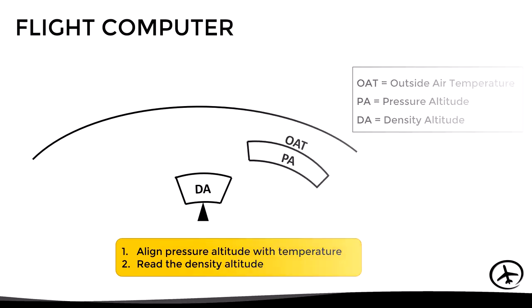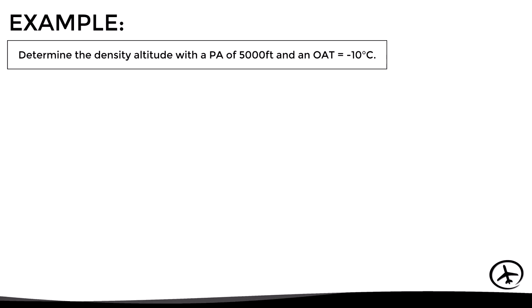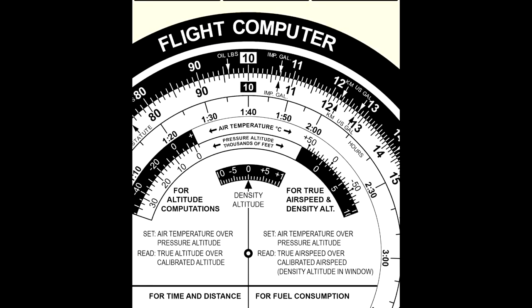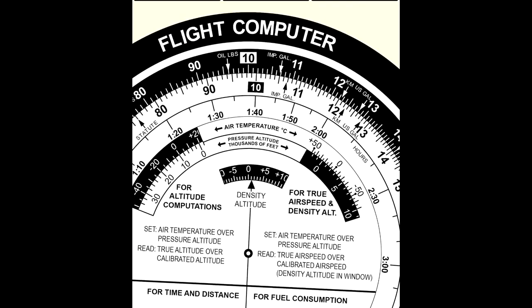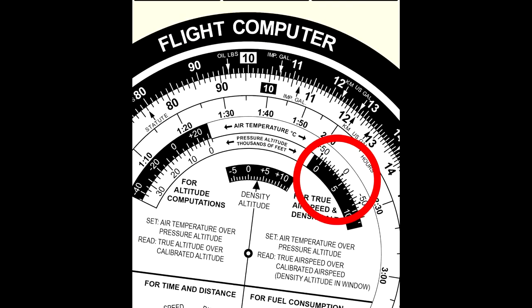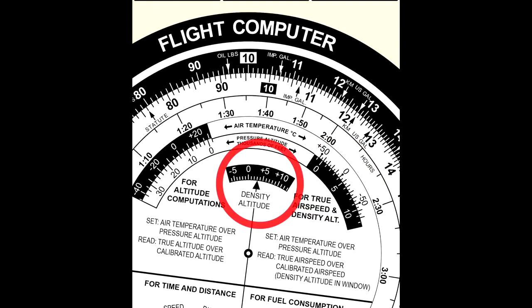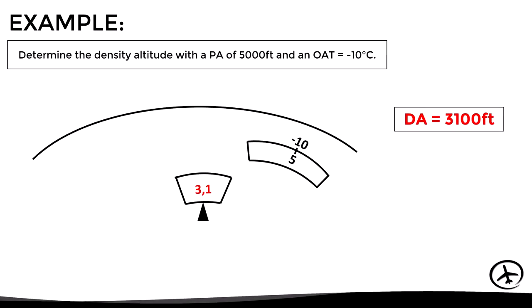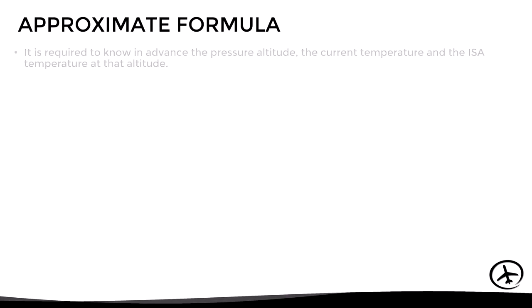Let's look at a practical example. Suppose we have to determine the density altitude if the pressure altitude is 5,000 feet and the air temperature is -10 degrees. First, we have to align 5,000 feet with -10 degrees in the upper right scale, as we can see here. Once this is done, we read 3.1 in the center scale, which corresponds to a density altitude of 3,100 feet.